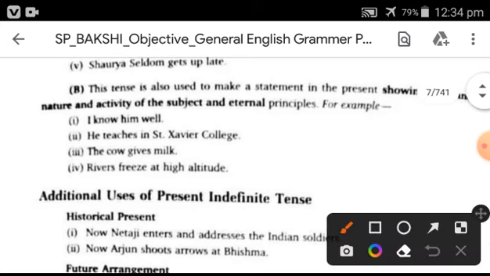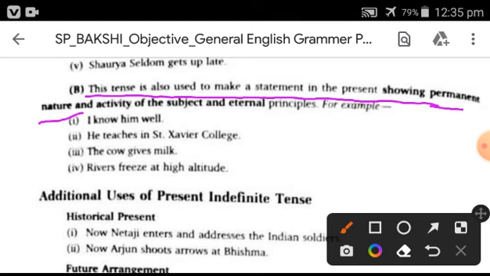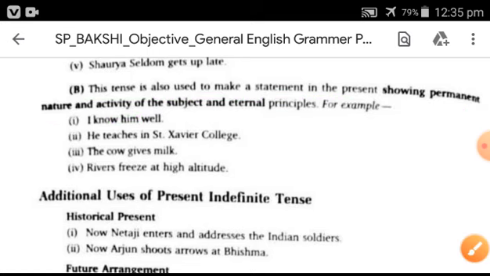This tense is also used to make a statement in the present, showing the permanent nature and activity of a subject and eternal principle. For example, if you know someone very well, then what is your sentence? Your sentence must be, I know him well. It means it is a truth for you that you know him very well.